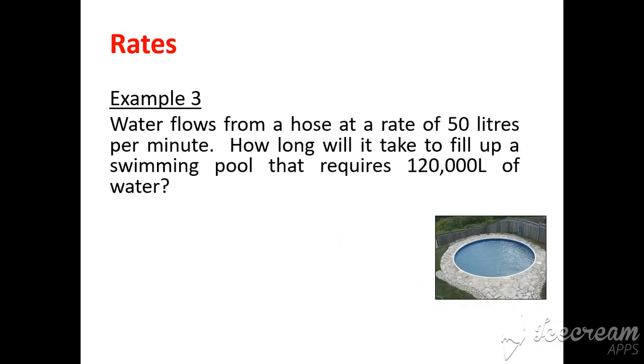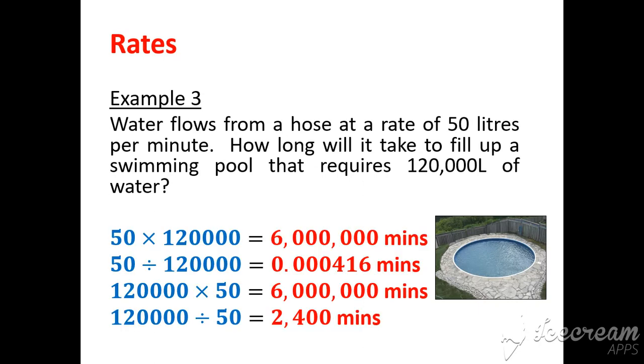All right, example three, last example. Water flows from a hose at a rate of 50 litres per minute. 50 litres every minute. How long is it going to take to fill up a swimming pool that requires 120,000 litres of water? All right, well, here's our four options once again. 50 times 120,000, 50 divide 120,000, 120,000 times 50, and 120,000 divide 50.